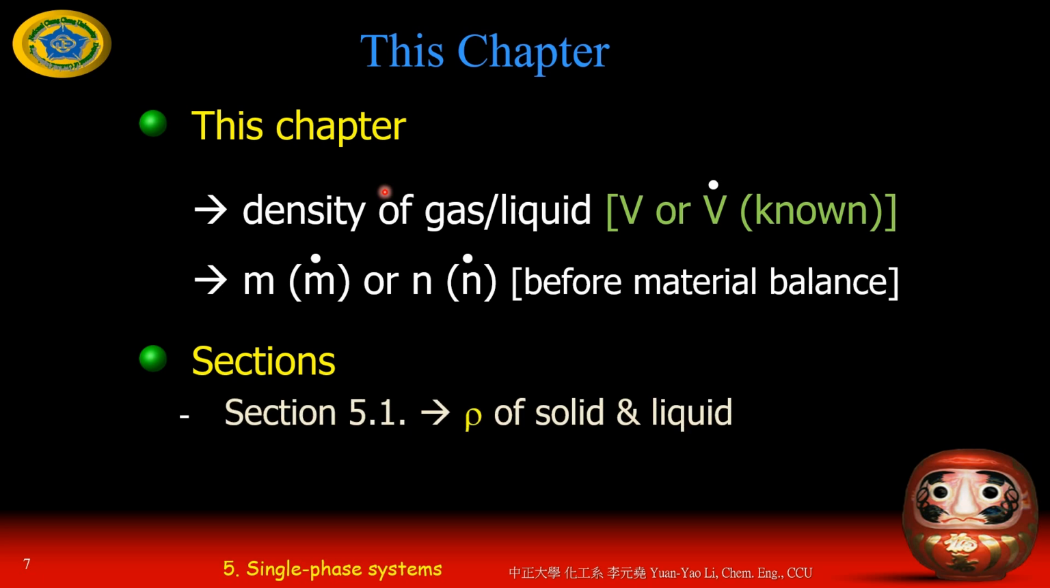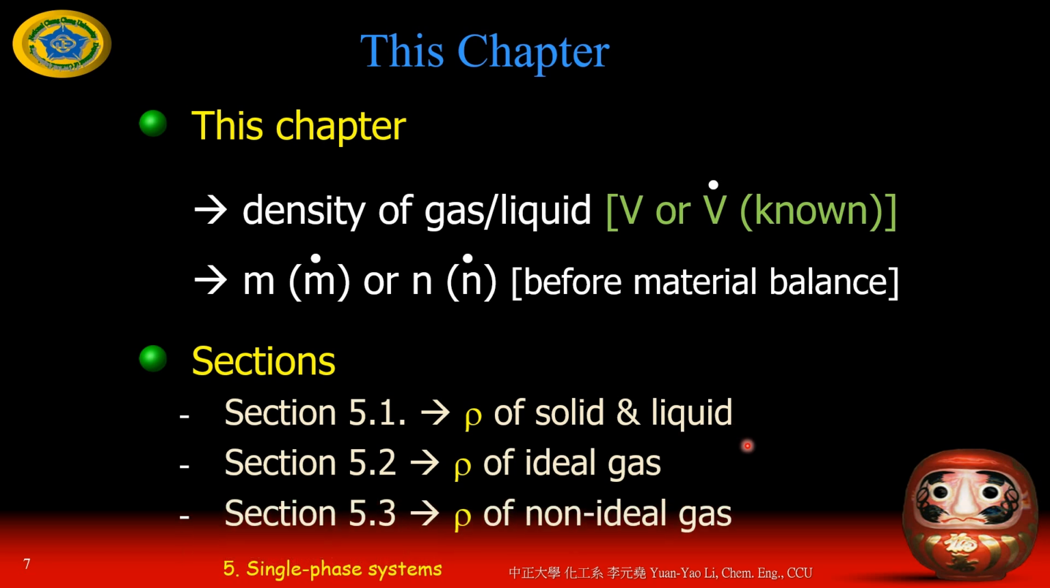Okay, so in section 5.1, we are going to deal with the density of solids and liquids, which is easy. Section 5.2 is the density of ideal gas. And section 5.3 is density of non-ideal gas. Sections 5.3 and 5.4 are the important ones. You need to know how to deal with the density of non-ideal gas. But today we only introduce 5.1 and 5.2.